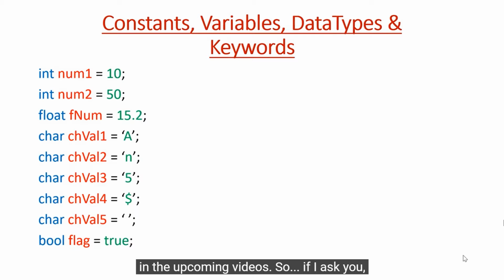So if I ask you inside single quote, I'm writing -1. What type of data is it? Is it an integer data? No, because it's inside single quote. Okay, so is it a character data? That's not either. Why? Because it's containing two symbols. One is minus and the second one is 1.